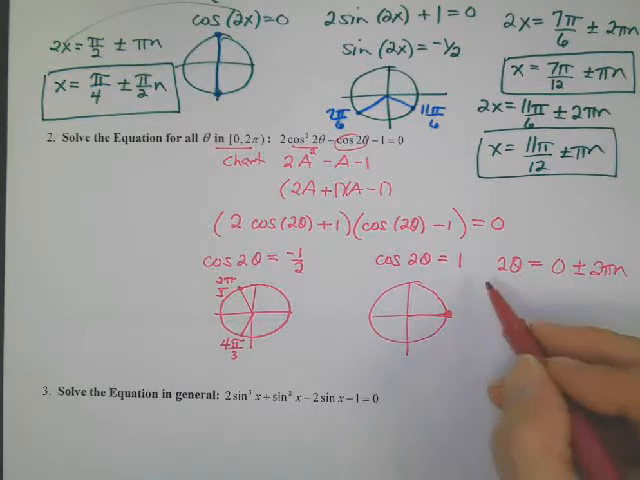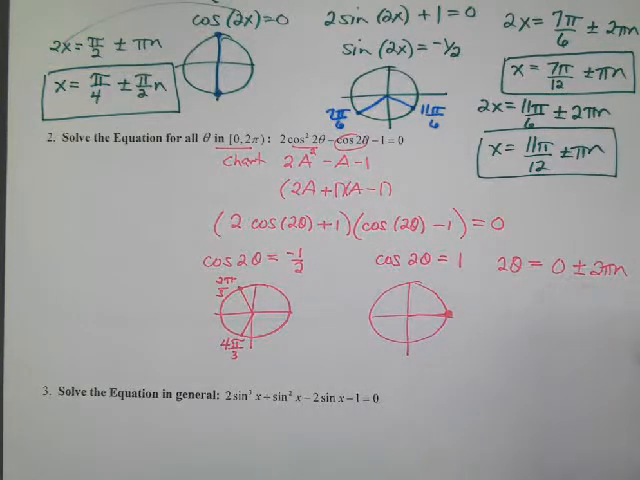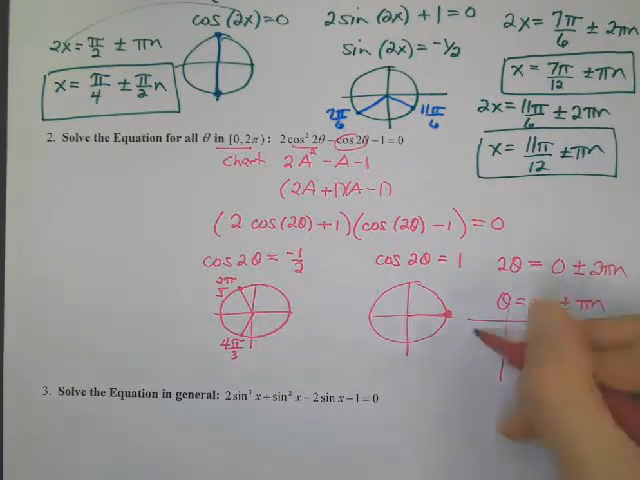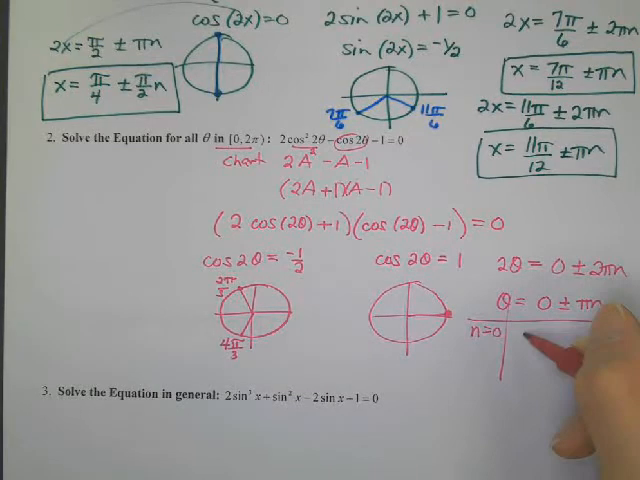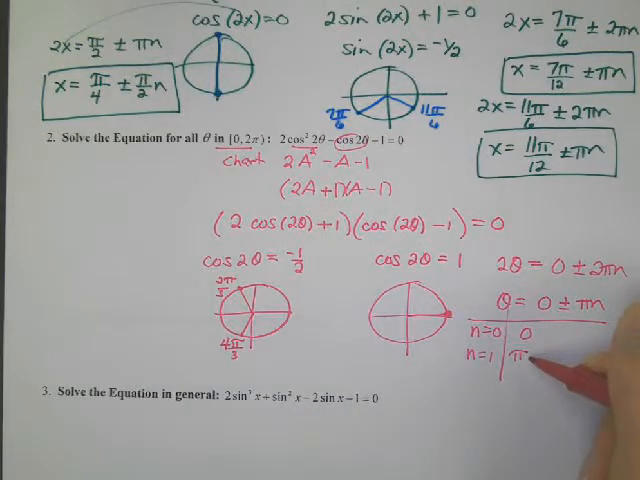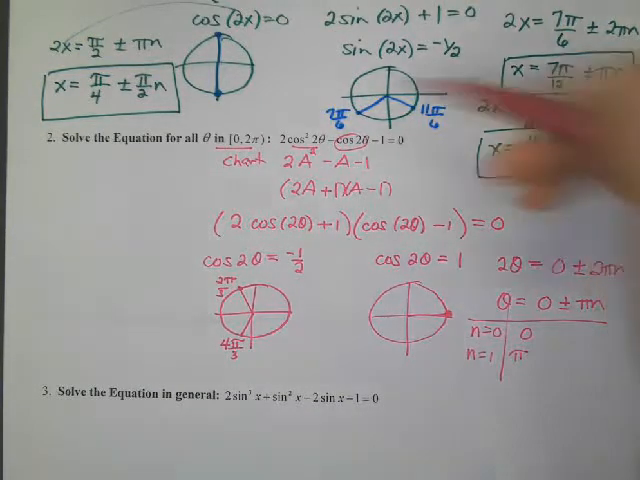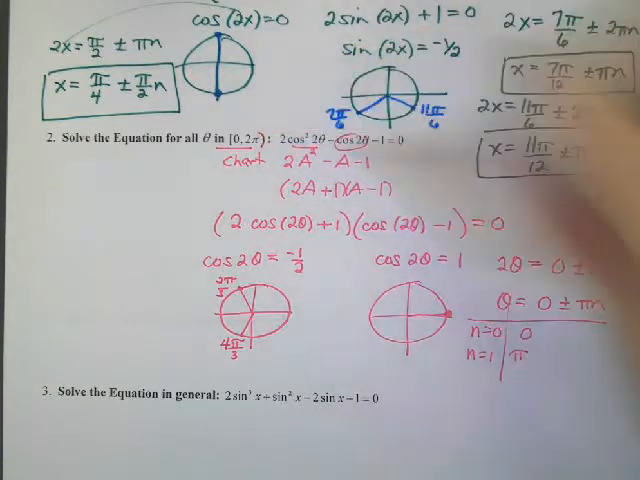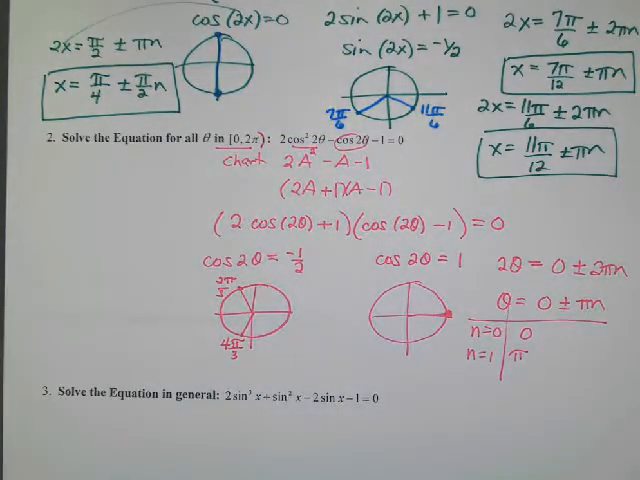Now, do we make the chart first or divide by 2 first? Let's divide by 2. Theta equals 0 plus or minus pi n. So let's make the chart. When n is 0, our first answer is 0. When n is 1, we're going to get pi. Can I add on another pi, or will that be too much? 2 pi you cannot include, so that would be too much.